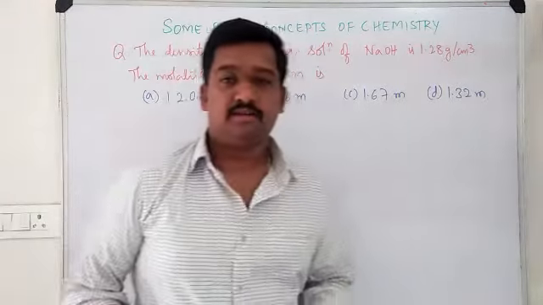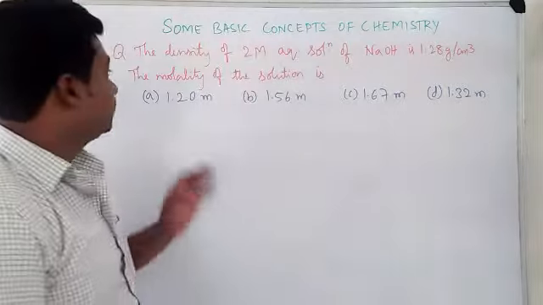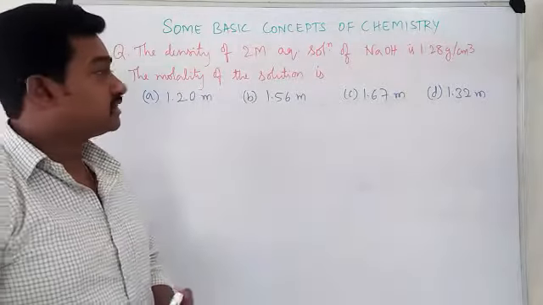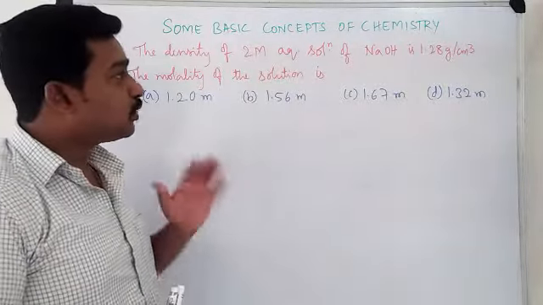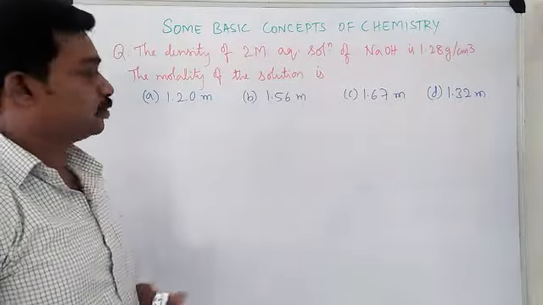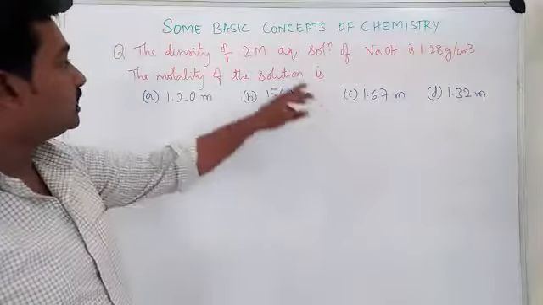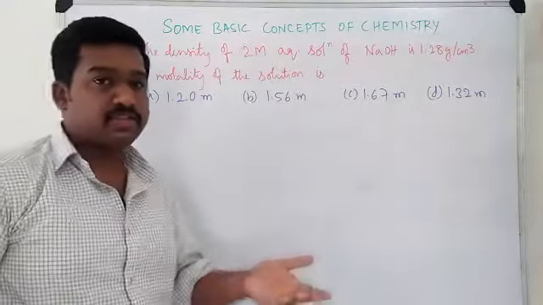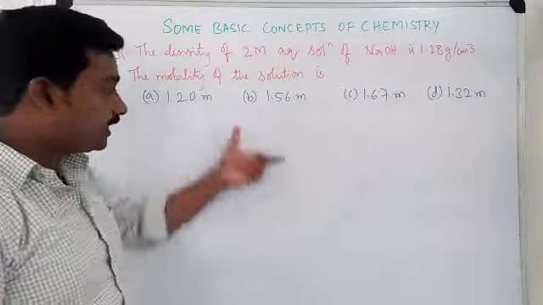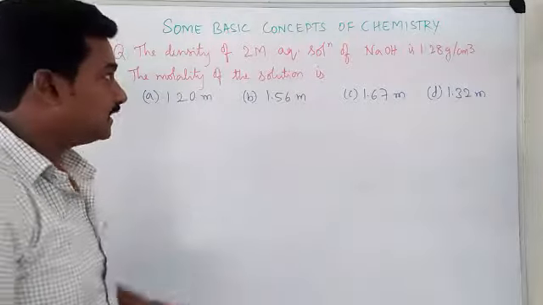Now here is the question number 2. The density of 2 molar aqueous solution of NaOH is 1.28 gram per cm cube. The molality of the solution is. Now they have mentioned the molarity from which we have to calculate the molality of the solution. Let us see.